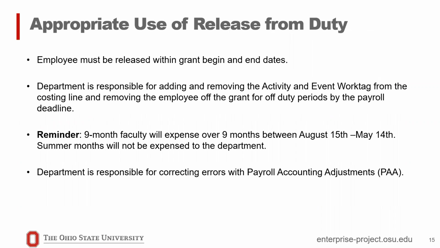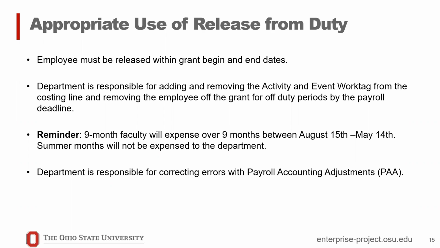When creating the costing allocation for release from duty, it's important that the employees are released from duty during the grant begin and end dates. The department is responsible for adding and removing the activity and event work tag from the costing line and removing the employee off the grant for off-duty periods by the payroll deadline. It's important to include the release from duty end date on the costing line so the right amount of encumbrance is on the grant.